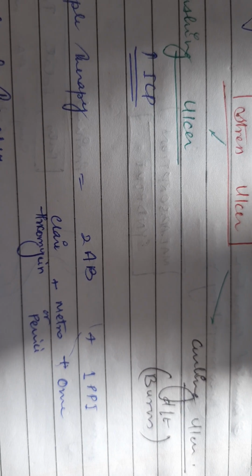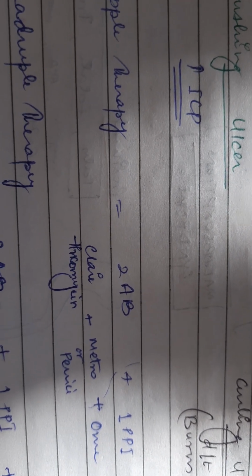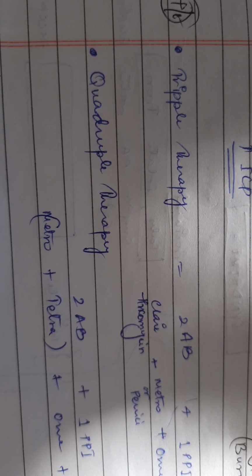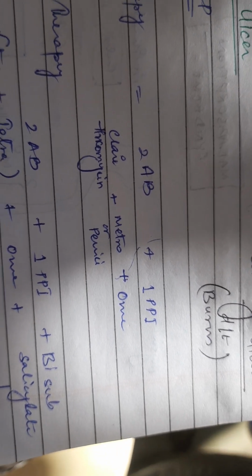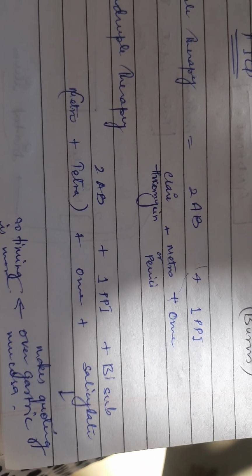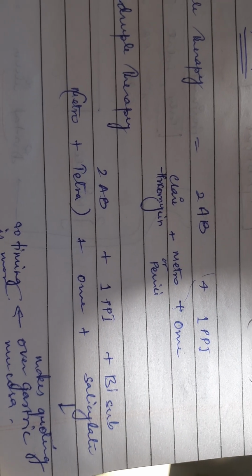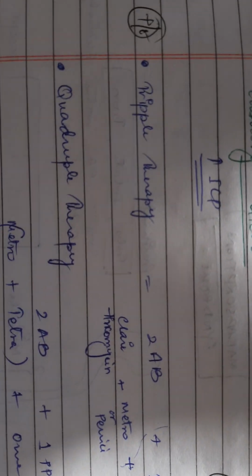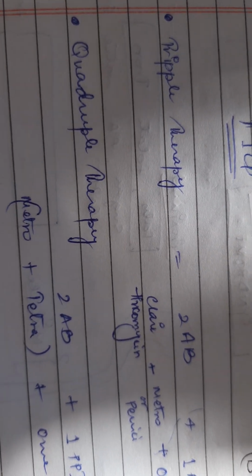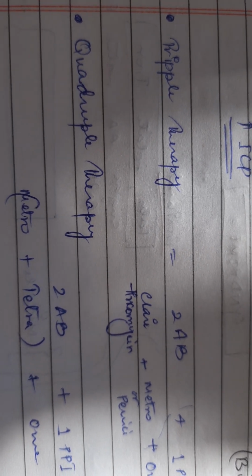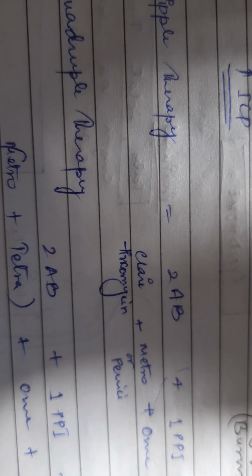Treatment is triple therapy: 2 antibiotics and 1 PPI. Clarithromycin, metronidazole or penicillin are the antibiotics, and the PPI used is mainly omeprazole. Quadruple therapy is 2 antibiotics, 1 PPI, and bismuth subsalicylate. Bismuth subsalicylate makes a coating over the gastric mucosa, so ulcers don't occur. The two antibiotics are metronidazole and tetracycline. PPI is omeprazole.